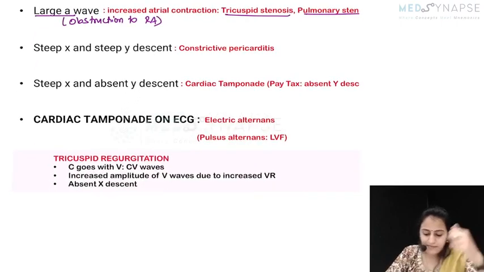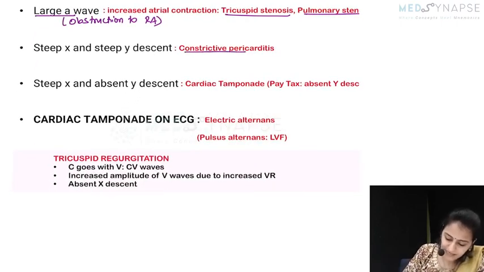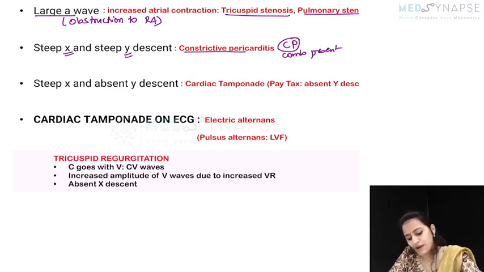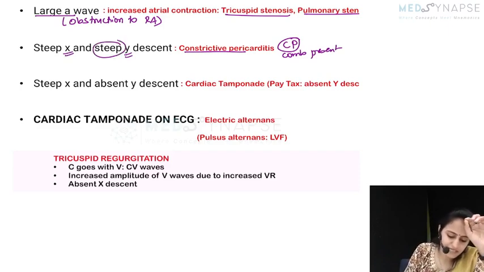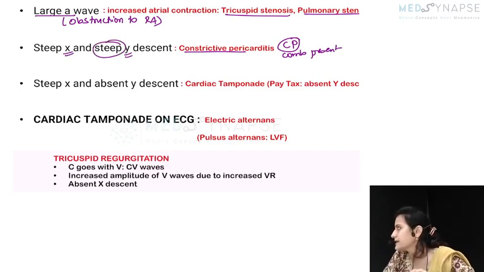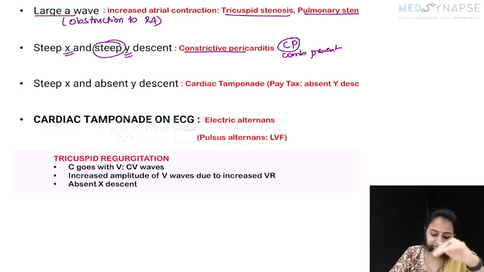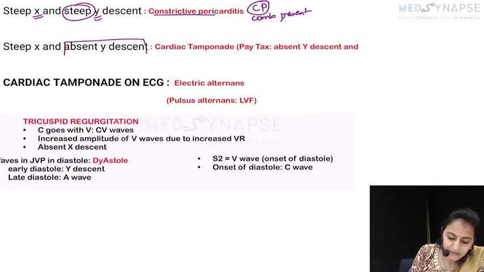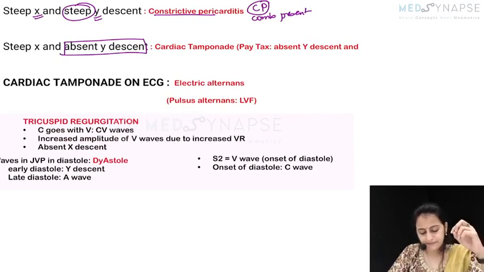Pericarditis and cardiac tamponade, right? Constrictive pericarditis, we said that it is CP, combined, present. So none of that is absent. X is also present, Y is also present. Rather, you would see a steep Y descent. So what is getting affected is your Y. In cardiac tamponade, there is absent Y descent.